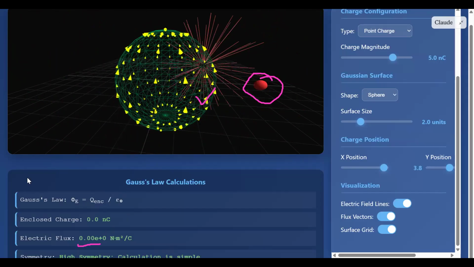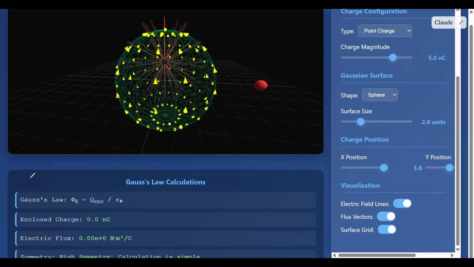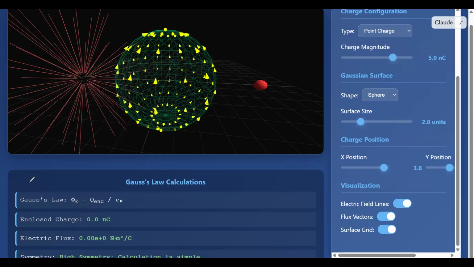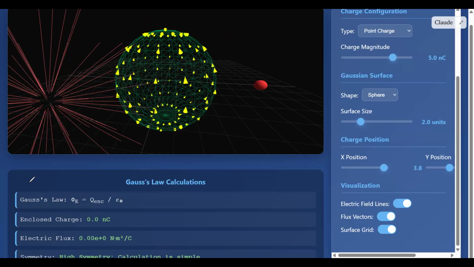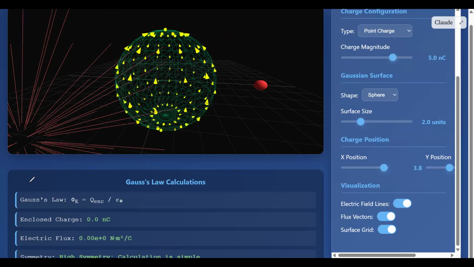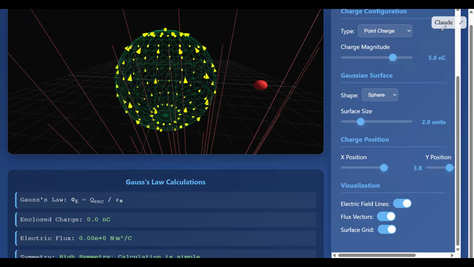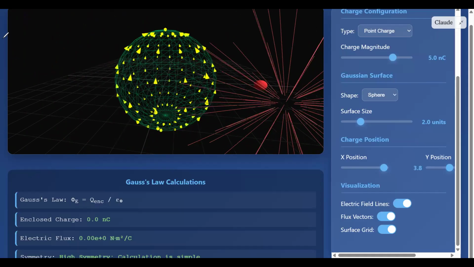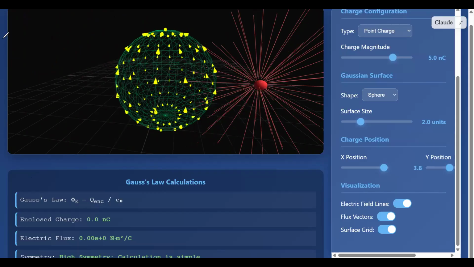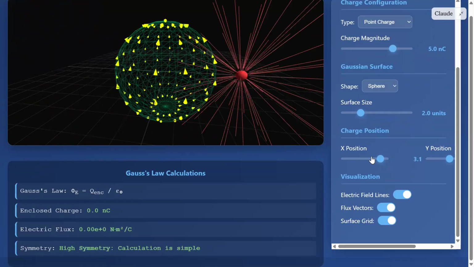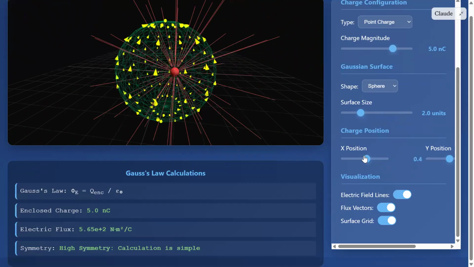That's why we can write 0. Now you may encounter one doubt. For example, a positive charge is a point charge, and you can say a sphere is an ideal Gaussian surface. Suppose we choose another Gaussian surface. Before that, I will move the charge to the center.